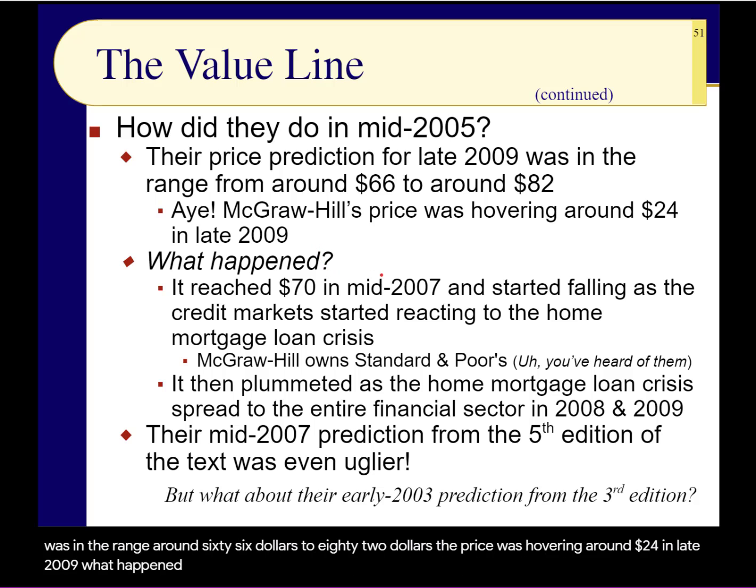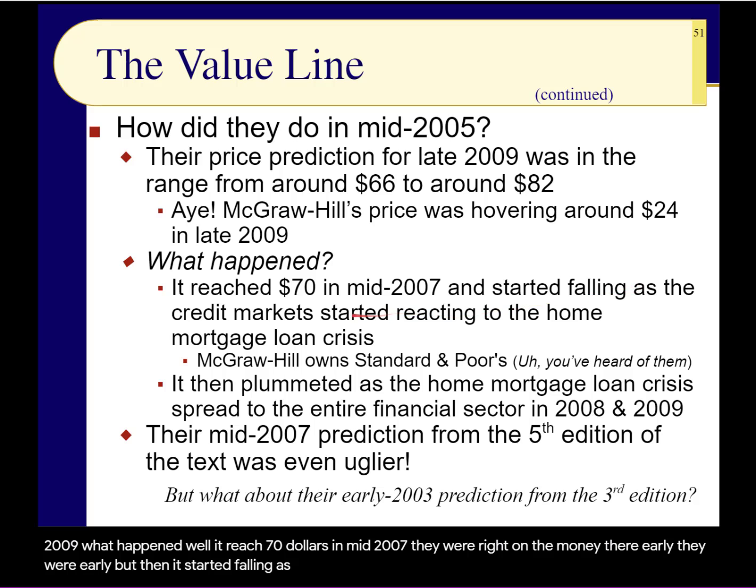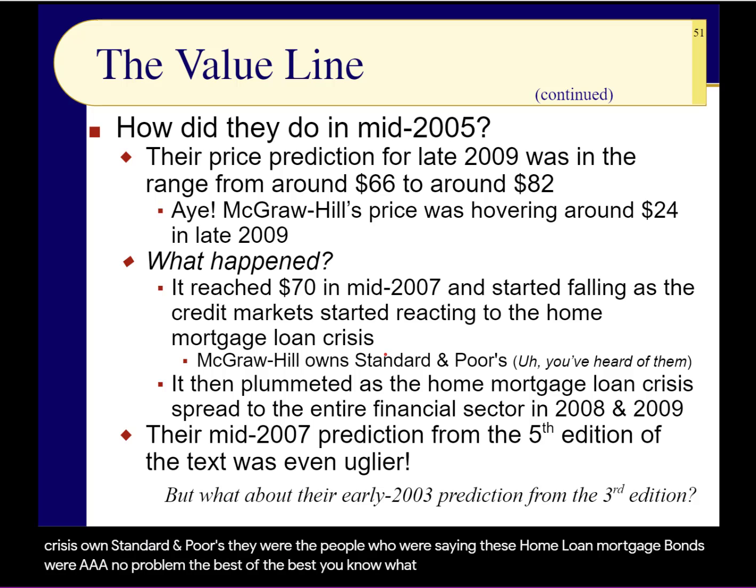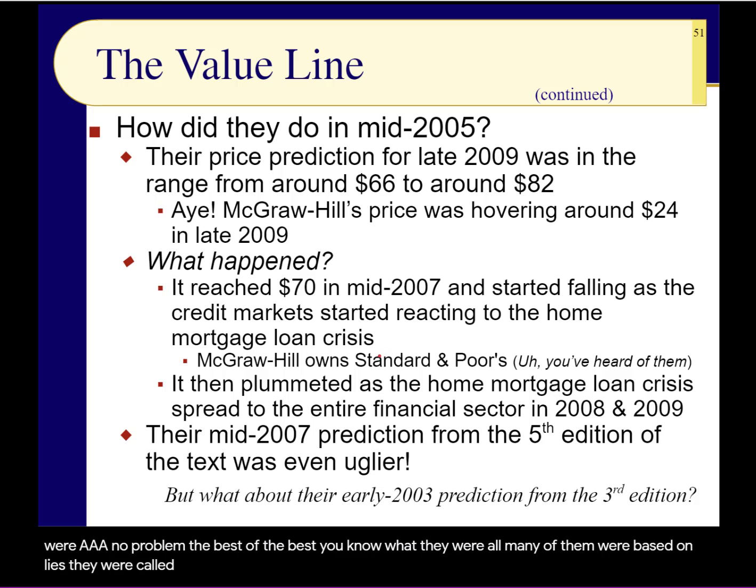What happened? Well, it reached $70 in mid-2007. They were right on the money. They were early. But then it started falling as the credit market started reacting to the home loan mortgage crisis. McGraw-Hill, remember, they owned Standard & Poor's. They were the people who were saying these home loan mortgage bonds were AAA, no problem, the best of the best. You know what? Many of them were based on lies. They were called liar loans.